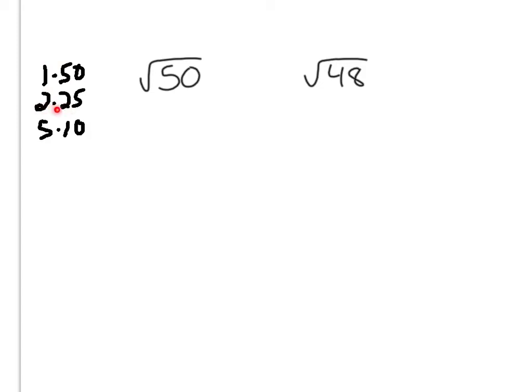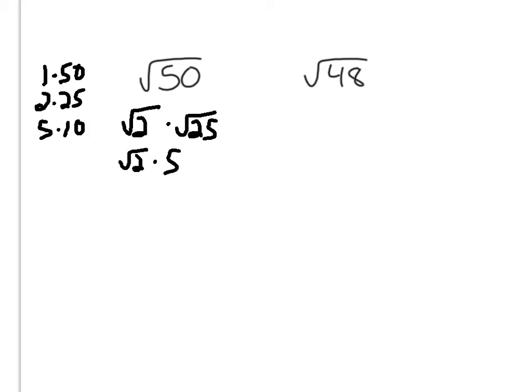If I look here, though, I've got 2 times 25 gives me 50. And 25 is a perfect square number, which means this can be broken apart yet. So I'm going to break this apart into the square root of 2 times the square root of 25, because it's got a perfect square factor right here. And the square root of 25, I know, is 5.